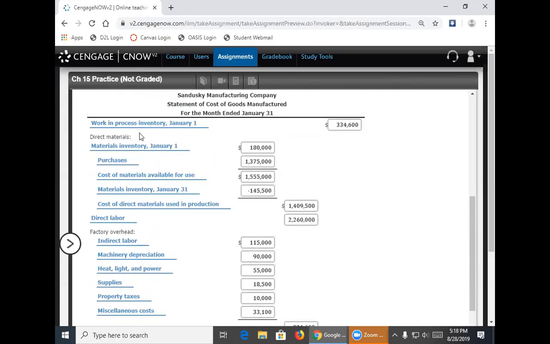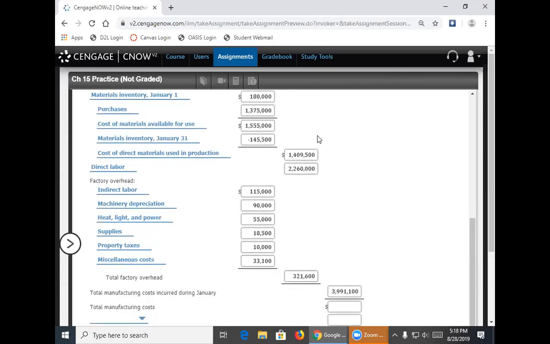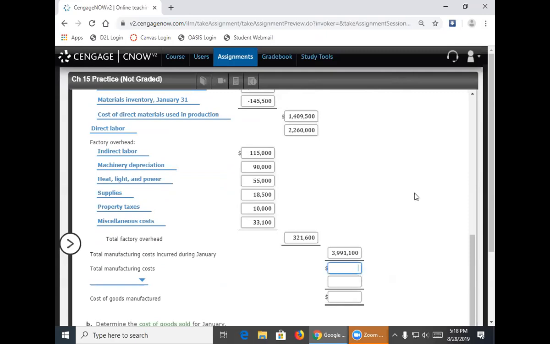And then we would add in the work in process, the 334,600, to get our total manufacturing costs, which should be 4,325,700. So basically, all of these costs are the 4,325,700. And they tell us our ending balance is 290,700.